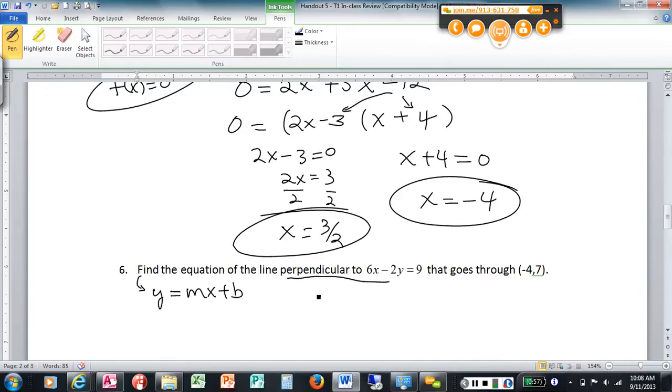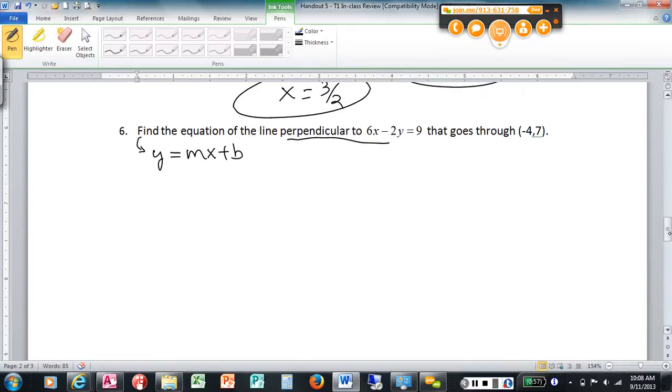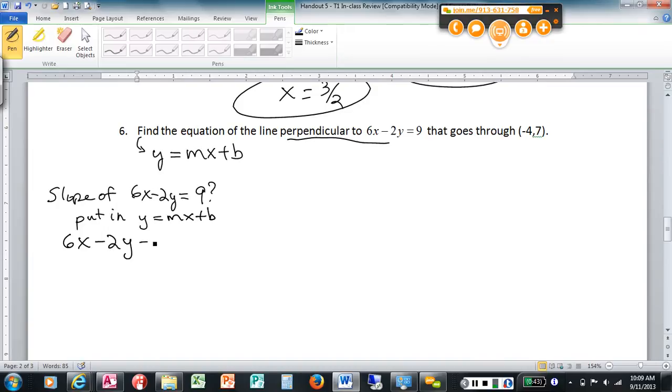Now, the question is, starting off anyway, what is the slope of 6x minus 2y equals 9? Is it 6? No, it's not 6. I can't read the slope right off of that because it's not in y equals mx plus b form. So I need to put it in y equals mx plus b form, and that means solve it for y. Get y on a side by itself.